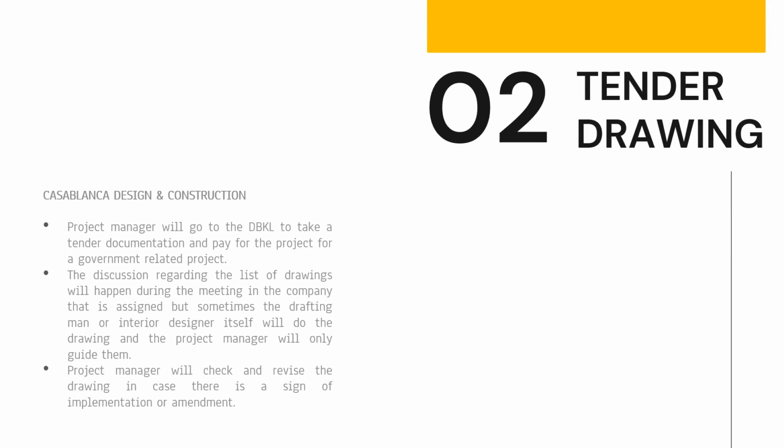As for Casablanca Design and Construction, the project manager will go to DBKL to take the tender documentation and pay for the project, for a government-related project. The discussion regarding the list of drawings will happen during the meeting in the assigned company, but sometimes the draftsman or interior designer will do the drawing and the project manager will only guide them. The project manager will check and revise the drawing in case there is a sign of implementation or amendment.